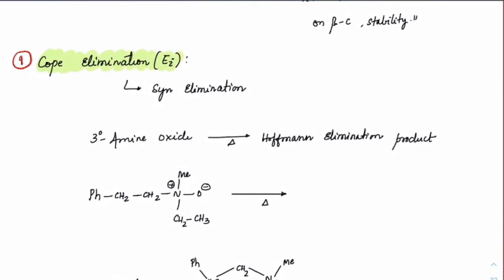Next, a similar Hofmann product can also be achieved by Cope elimination. Cope elimination is a syn elimination where we need a 3 degree amine oxide. First we make a 3 degree amine, with R, R dash and R double dash groups. If you treat it with peroxy acids or any oxidizing agent, we usually get this N-plus O-minus, that is the amine oxide, a 3 degree amine oxide. Amine oxides on heating give the eliminated product, which is the Hofmann major.